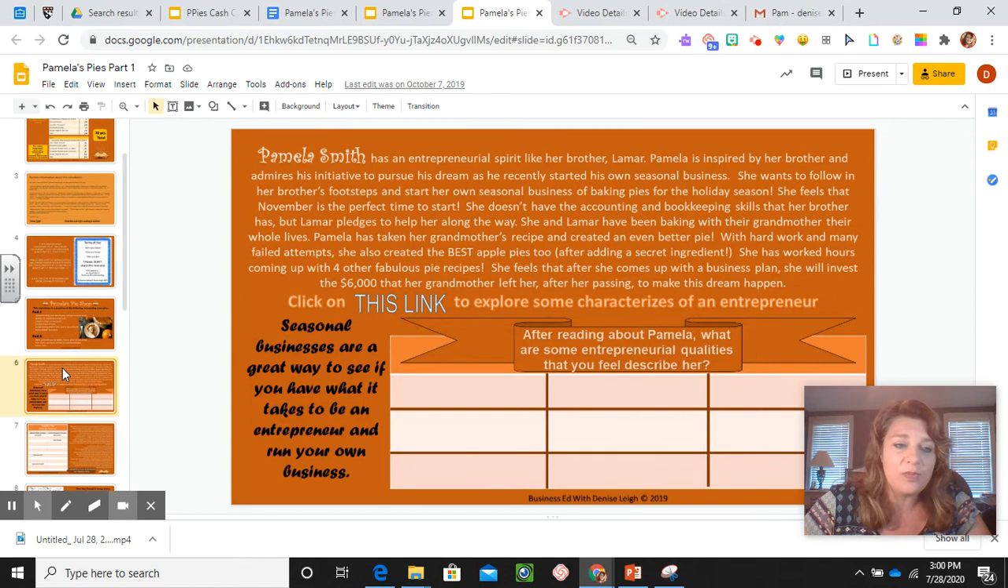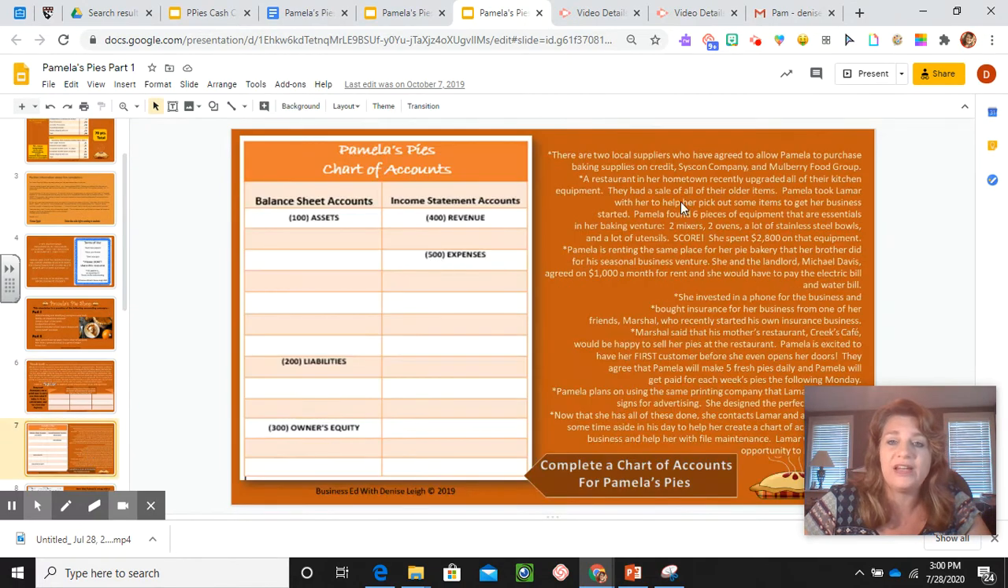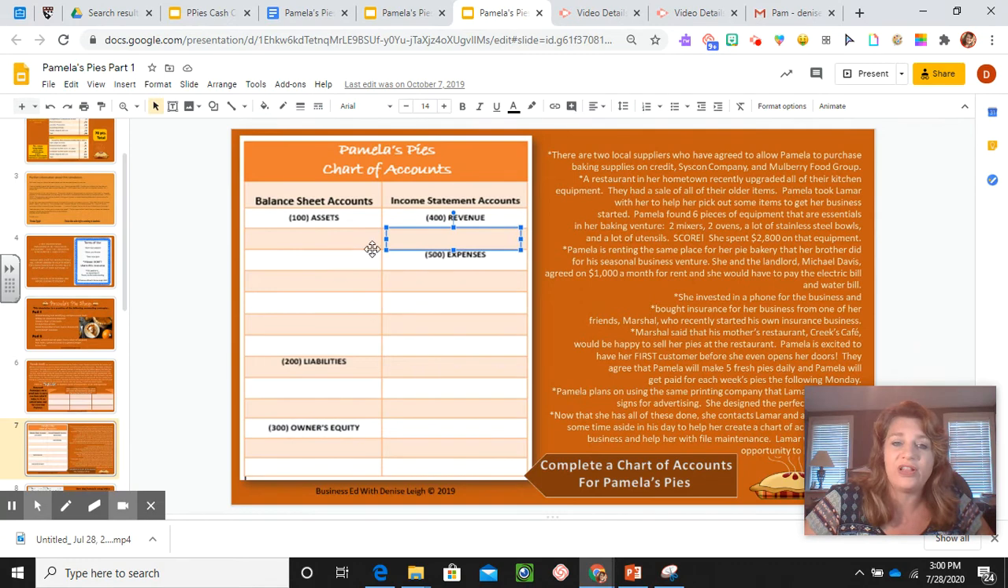So they read a little bit about it, and then they type right into this document and identify what entrepreneurial traits Pamela has. And I link a great resource for some entrepreneurial traits right in here. After reading this excerpt, I actually recommend that students go up to view and go to 100% so that this is easier to read and these cells are easier to fill in.